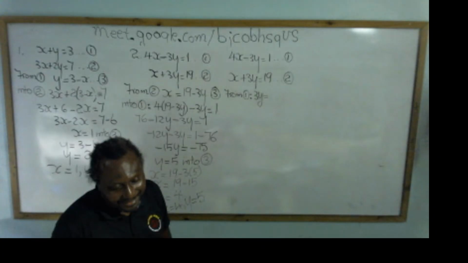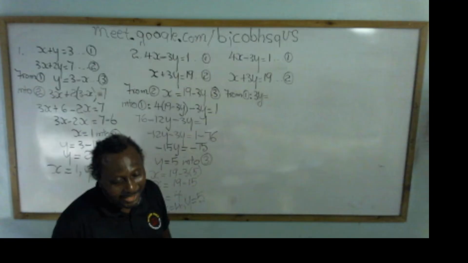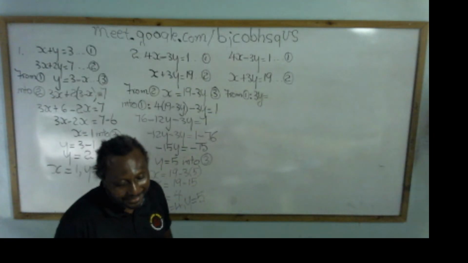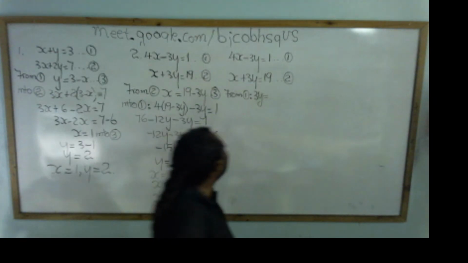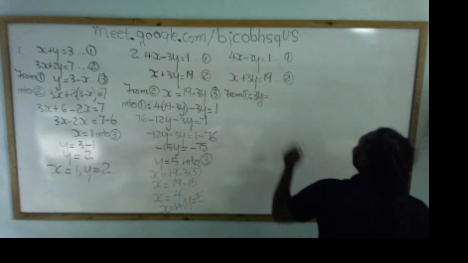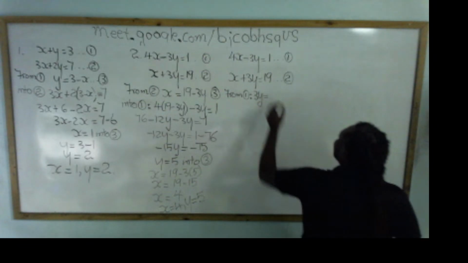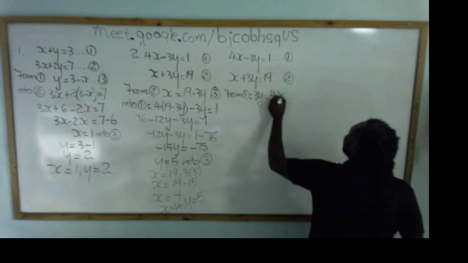All right, let me write it down then. From equation 1, 3y is equal to 4x minus 1, and that is equation 3.